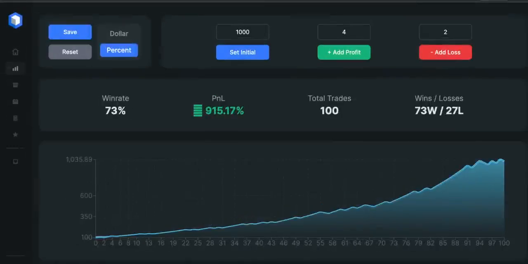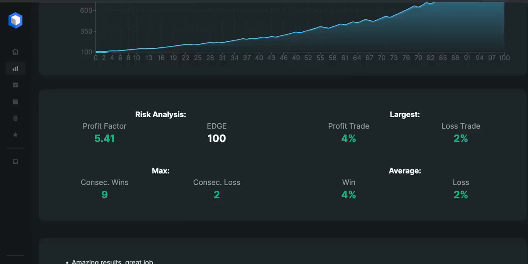Okay, so just like I promised at the beginning of this video, the results are absolutely insane. The win rate for the strategy is 73%, and we gained over 915% of profit on our account after 100 setups. I must say that because of high spreads and fees, these results will be different when trading live. The profit factor for the strategy is 5.41, and we had 9 consecutive wins against 2 consecutive losses.